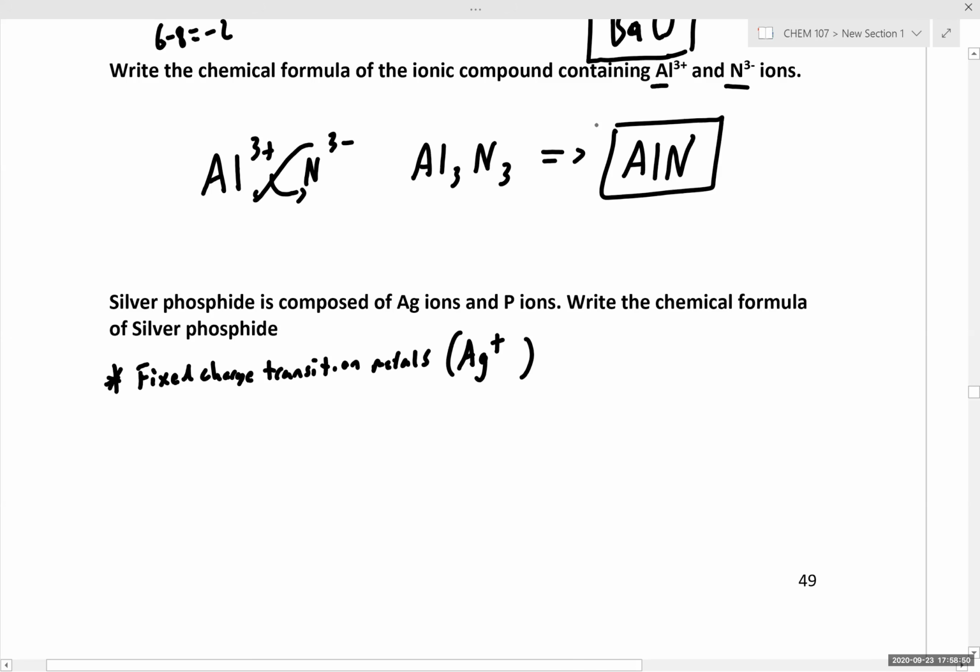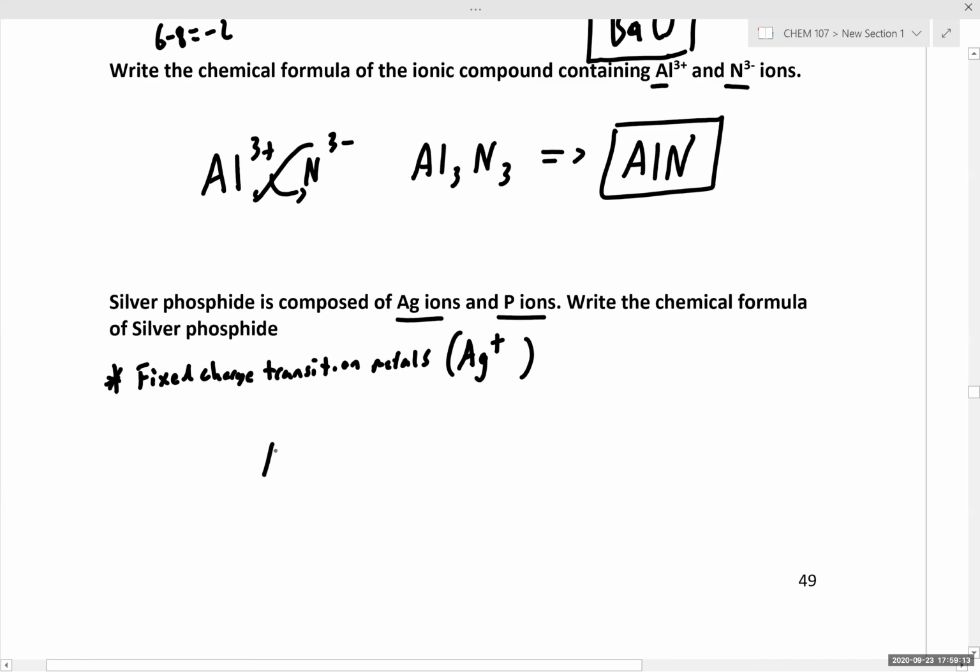Silver phosphide is composed of silver ions and phosphorus ions. Remember, I mentioned the fixed charge transition metals, and you're going to need to have those memorized and be familiar with them for problems such as this. Silver is pretty common in compounds that we'll handle in this class and that we'll name in this class.